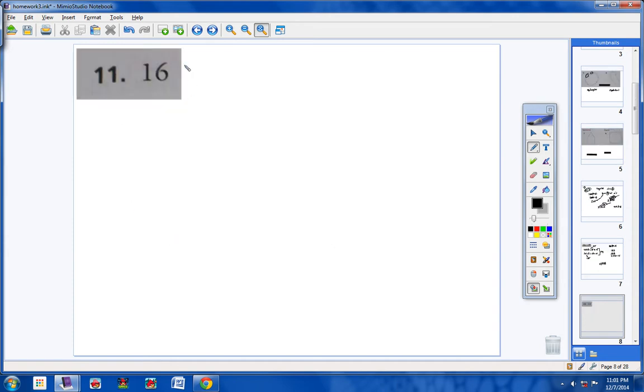Okay, number 11. We have 16 sides, so that means we have 16 interior angles. We have 16 exterior angles. All of the interior angles are congruent. All of the exterior angles are congruent. How do we know that? Because we're dealing with a regular polygon. If it wasn't regular, then we could not say they were congruent.